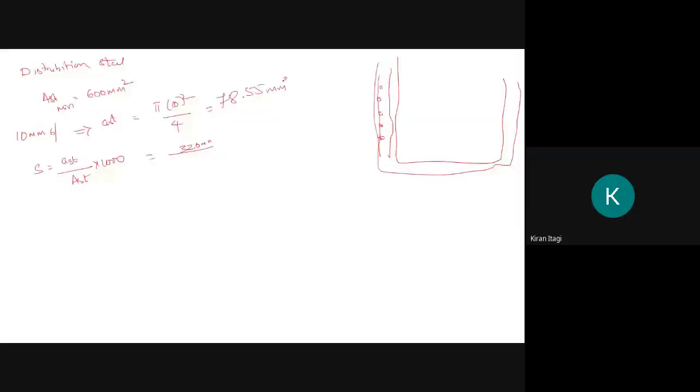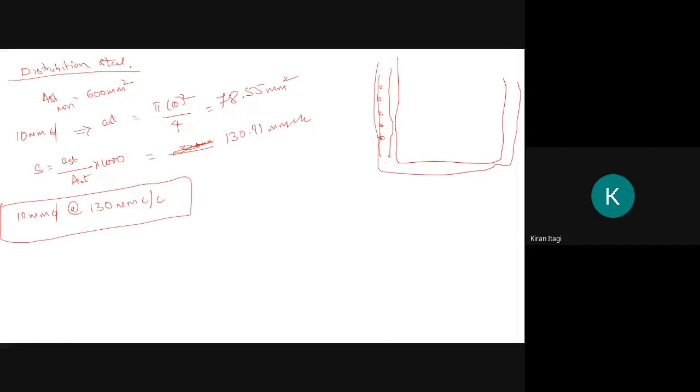This will be 78.55 mm square. Now small AST divided by capital AST is how much? 600 multiplied by 1000. We will get 130.91 mm center to center. So what you do? Just provide 10 mm dia at 130 mm center to center. Okay, you have determined the distribution.